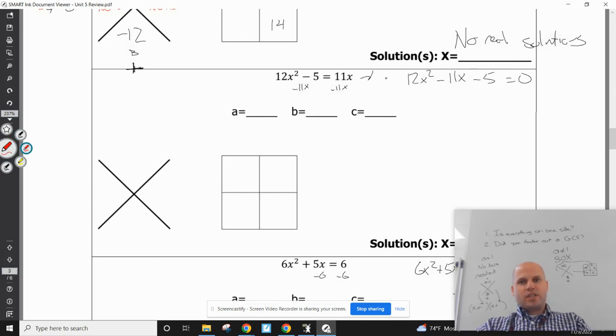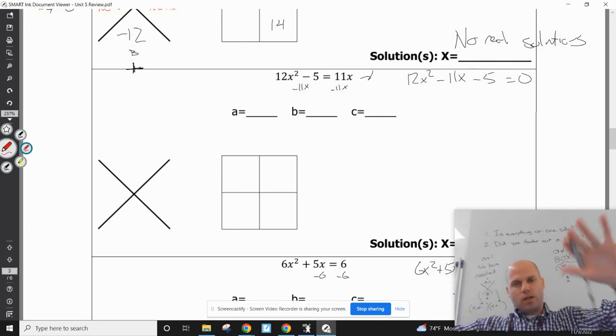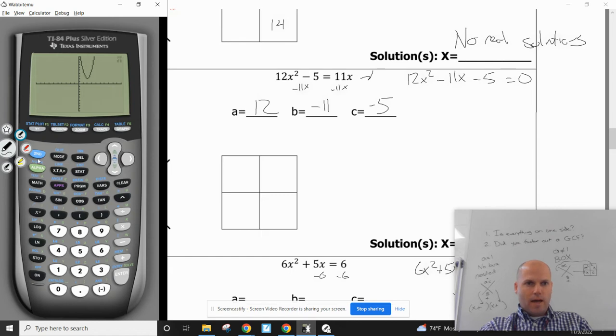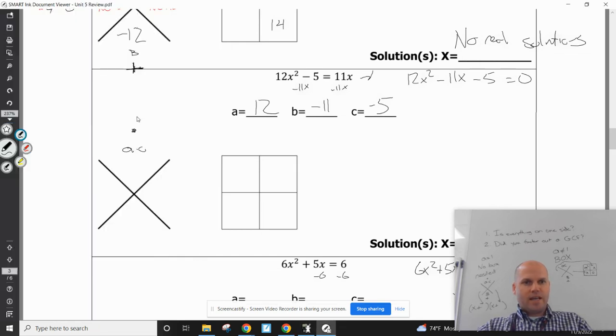So there you go. All right, we're back to this one. Remember this one? Everything's got to be on one side. We already put that work in, so we're ready to go. A is not 1. We got to use the box, fill it out correctly, and back up to make sure everything's good. We got 12, negative 11, negative 5. Great. Let's multiply A and C. Those are the two numbers we're looking at: 12 times negative 5, and I get negative 60.